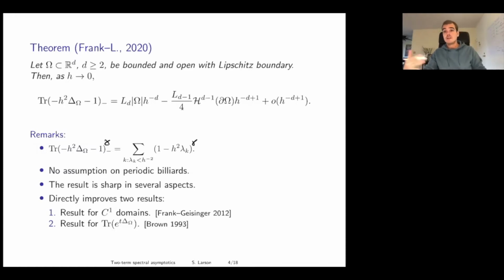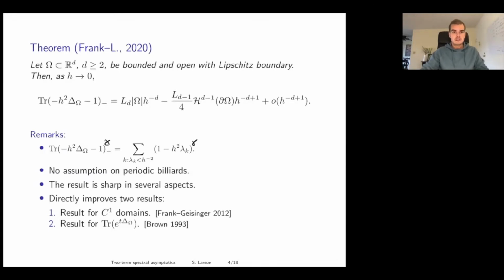Now, our result is far from the first in this direction. When it comes to semi-classical asymptotics, looking at more regular spectral quantities than the counting function has been an idea that's been around essentially since Weyl. And specifically, the result we prove pushes essentially two results forward. The first of which is clear that it's an improvement of is essentially the precise same statement, but instead of assuming Lipschitz, you assume C1 boundary. And this was proved by Frank and Leander Geisinger back in 2012. However, the passage from C1 to Lipschitz is a rather non-trivial step, and you need some new ideas.